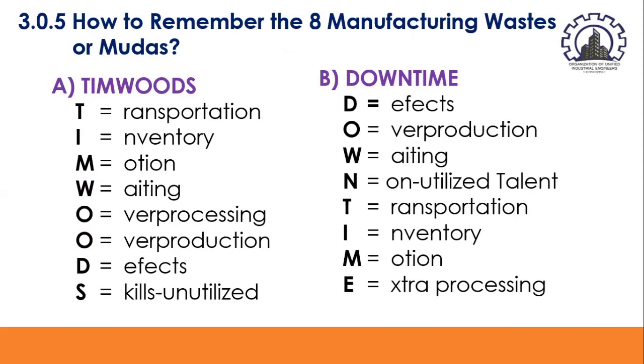So in Tim Woods, you have there the abbreviation Tim Woods. T stands for transportation, I for inventory, M for motion, W for waiting, O for over processing, O for overproduction, D for defects, and S for skills unutilized. And the other way to remember the 8 wastes is the word downtime. D stands for defects, O for overproduction, W for waiting, N for non-utilized talent, T for transportation, I for inventory, M for motion, and E for extra processing.